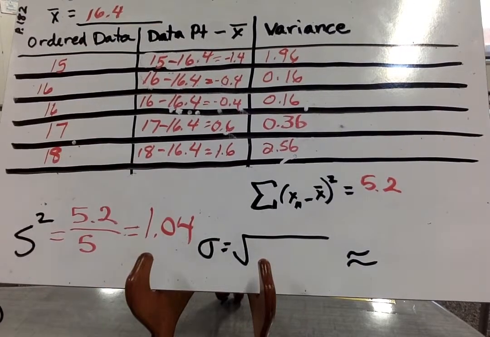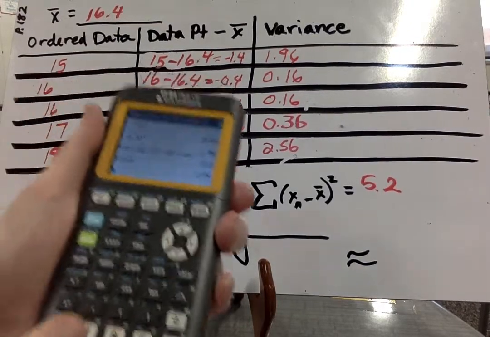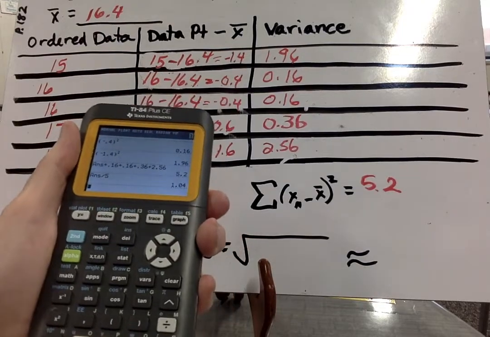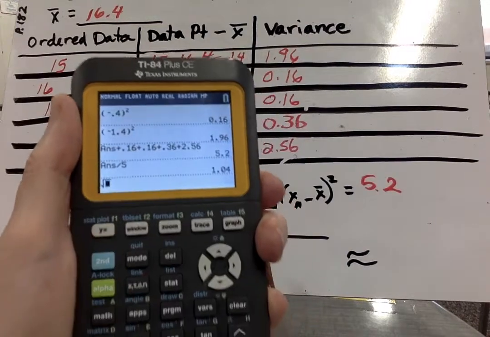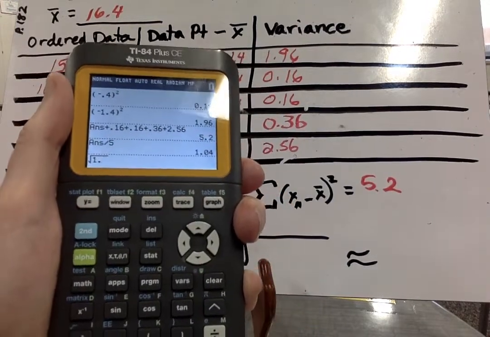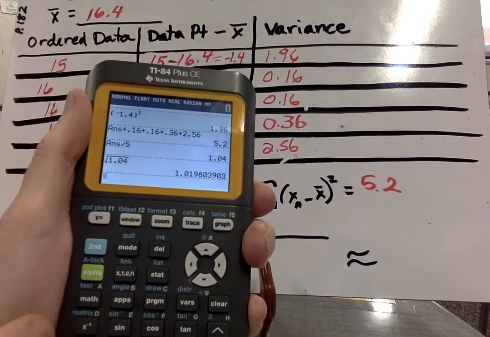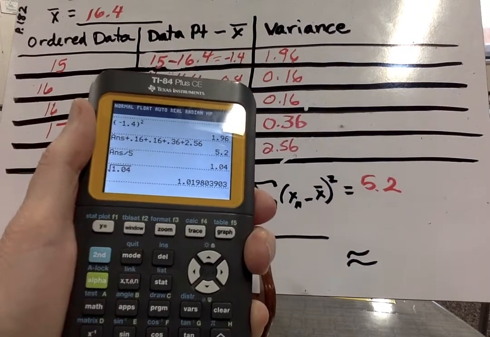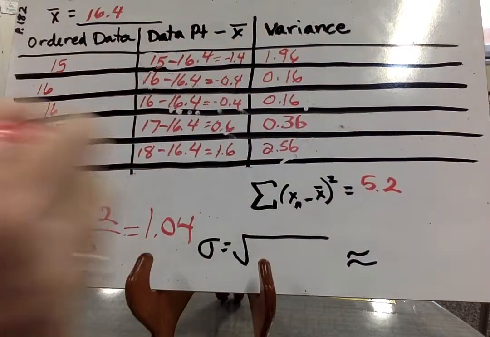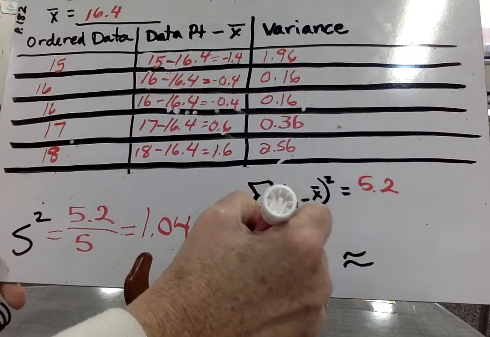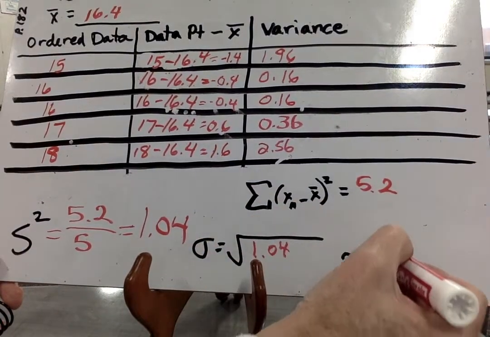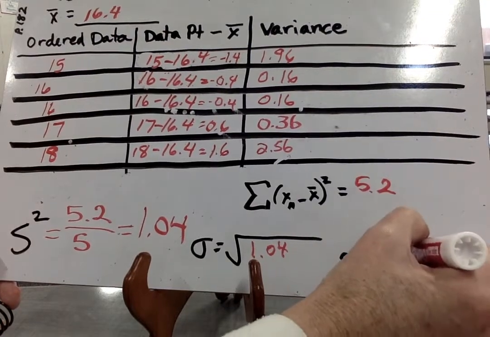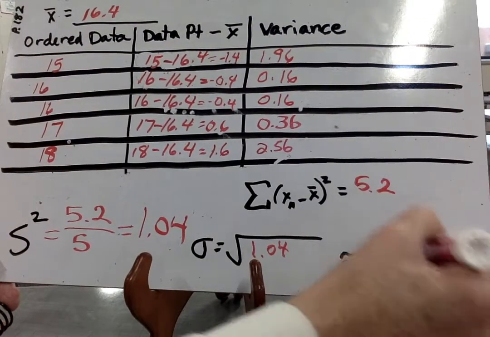So the last step is we have to take the square root of that. Square root is at second, x squared, and I'm going to put 1.04. That gives 1.019, so the square root of 1.04, and your answer becomes 1.02.